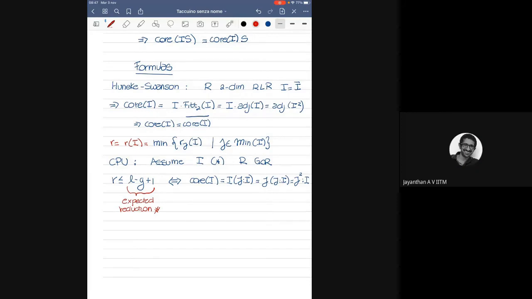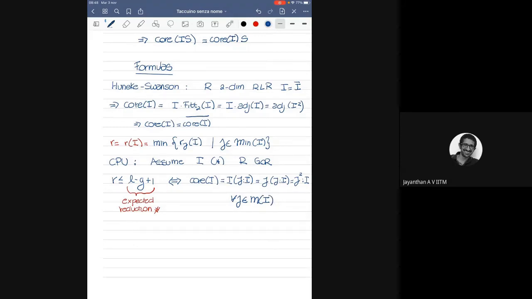Excuse me, Claudia. Yes. Here J denotes a minimal reduction. Any minimal reduction? This is for every J. Okay. Thank you. Yeah. For every minimal reduction, any you want.